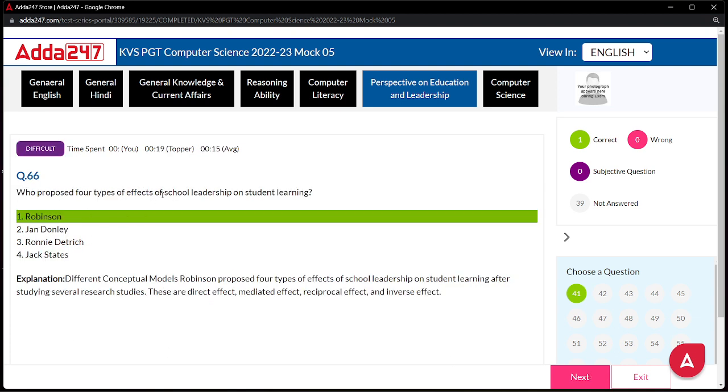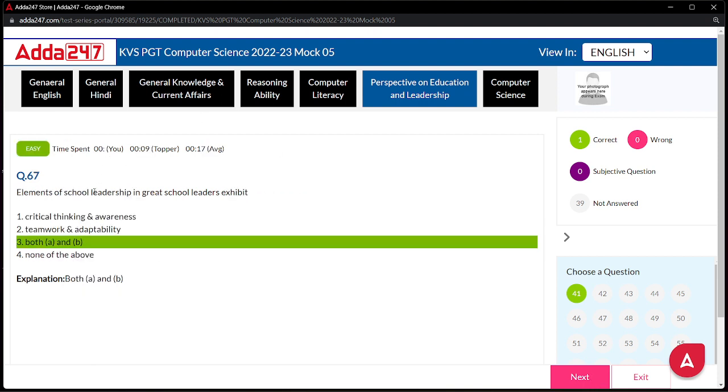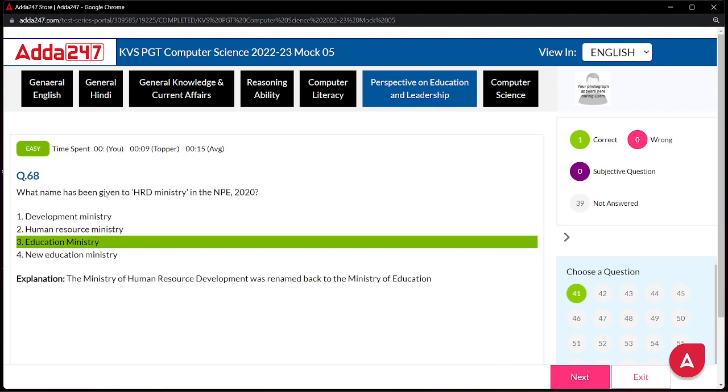Next, who proposed the four types of effective school leadership? That is Robinson. Robinson proposed these four types of leadership: direct effect, mediated effect, reciprocal effect, and the last is inverse effect. Next question. An element of school leadership is great. School leader, it is critical thinking. It promotes awareness, teamwork, and adaptability. So both A and B. Next question. What name has been given to HRD? Now HRD is the Education Ministry.